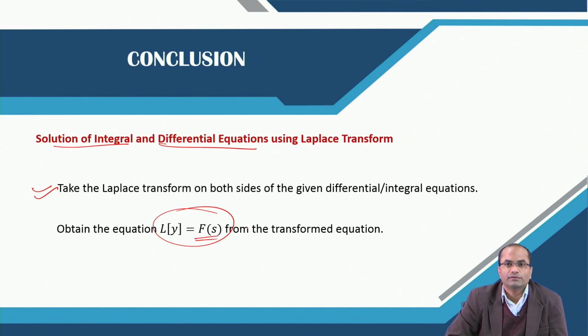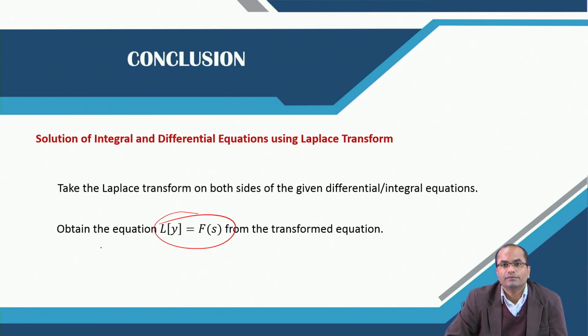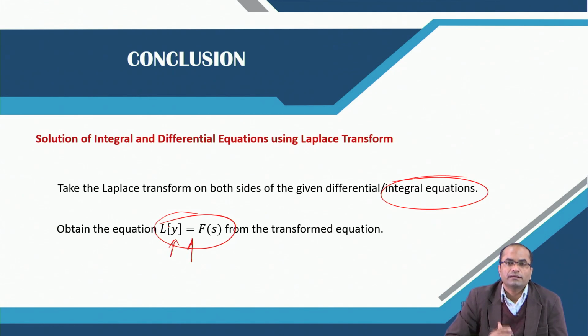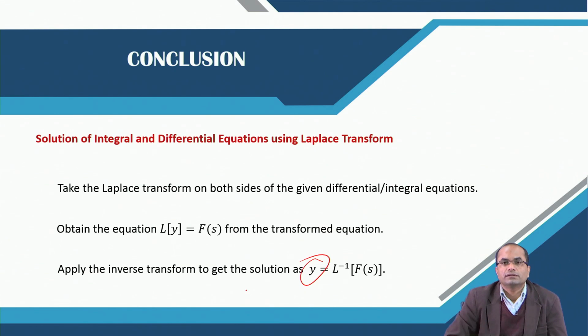In this case, if we have the constant coefficient equations, we directly get an algebraic expression and we can easily get into this form, but if we have the variable coefficient, then we need to solve some simple differential equations to again get this L(y) is equal to F(s) form. The same steps we have for the integral equations. After applying the Laplace transform, we can directly get this L(y) is equal to F(s), and then the final step would be taking the inverse from this, so that we can get the solution of the given differential equation.